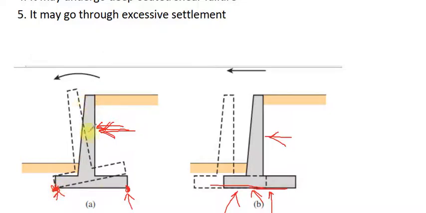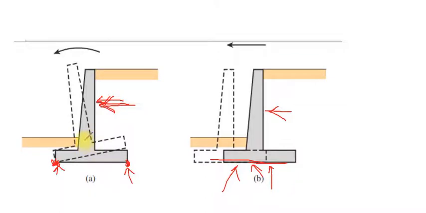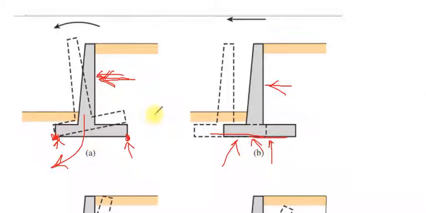As the weight of the structure of the retaining wall increases, the stability increases. The factor of safety against overturning increases, since it gives us a moment around this point which resists the applied moment. The second case is the sliding.